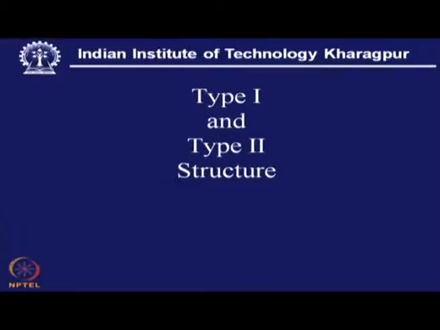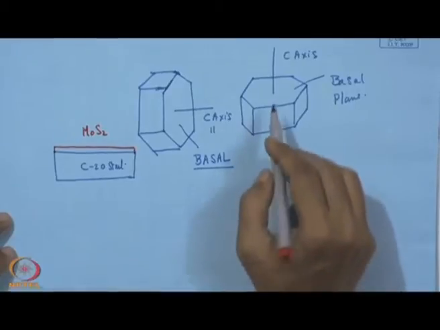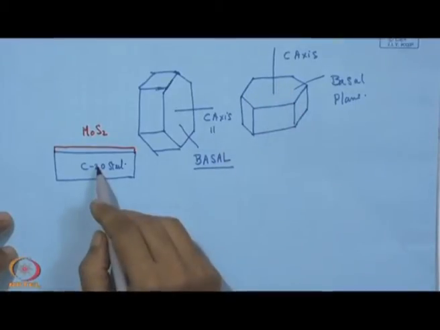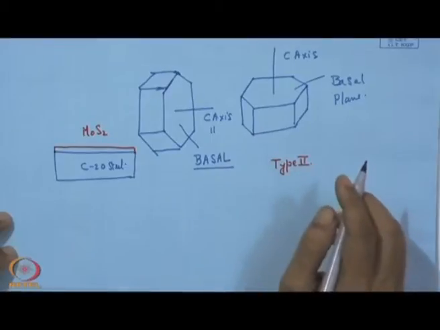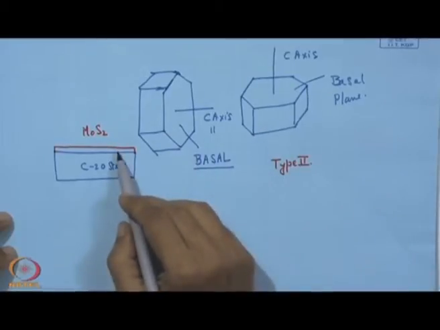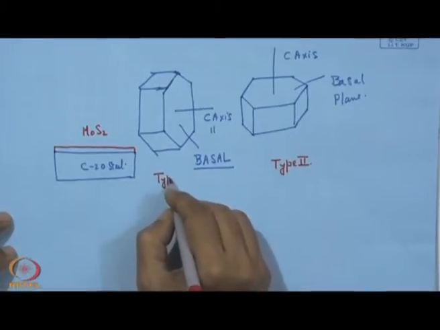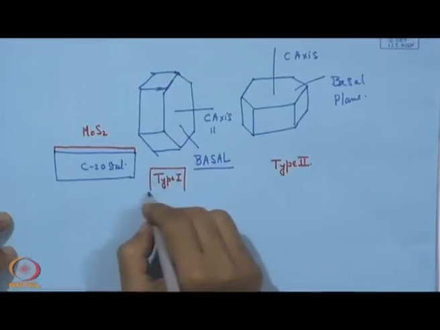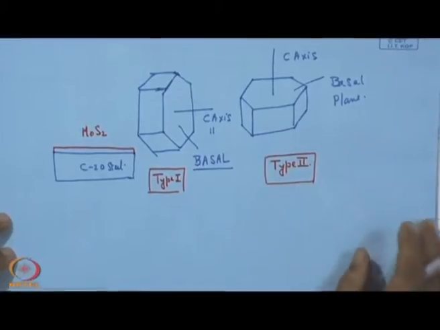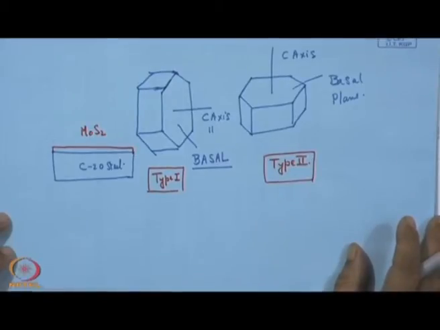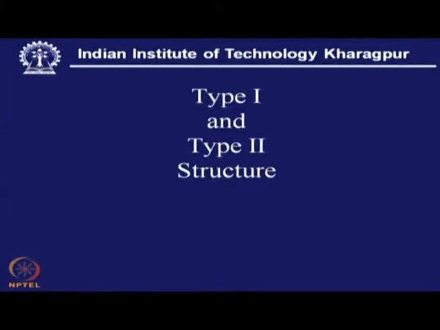Now, we have type 1 and type 2 structure. For type 1 structure, we can refer to the previous figure. If we have the basal plane parallel to the substrate surface, then we call this type 2 structure, and when the basal plane is perpendicular to the substrate surface, we call it type 1 structure. So, obviously, our choice will be type 2 structure, considering that a low value of friction is most desired, and this is for the purpose of having the best performance of any component or wear part.